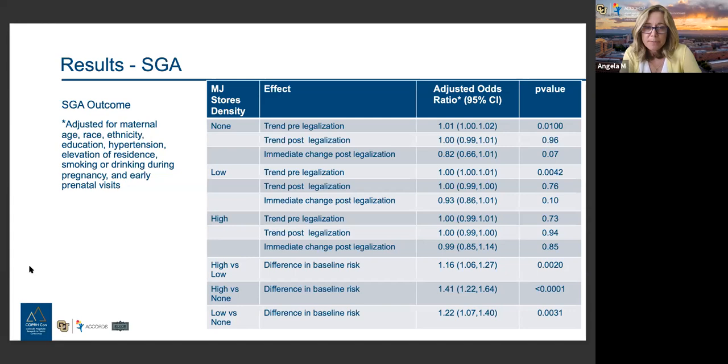The thing to note here about the SGA model is that even after adjusting for covariates, we still saw that exposure effect, those last 3 lines where there was a difference in baseline risk between the high and low, the high and none, and the low and none categories. So that still existed even after adjusting for other covariates. Let's go to the next slide, NICU.